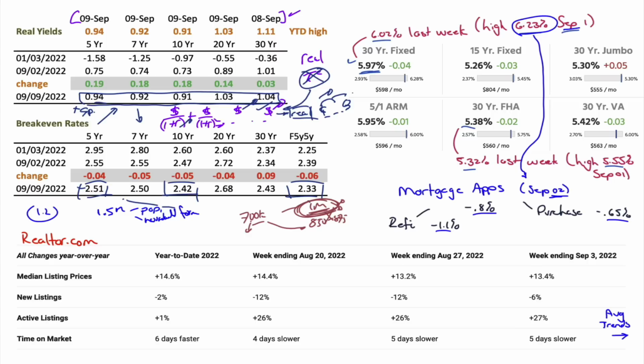This is Realtor.com. This is year over year for the same week ending September 3rd over last year. And some of this can be a little misleading. Median listing prices are up 13.4% year over year. New listings are down only 6% versus being down 12%. Active listings are up a little bit more, 27%, and pretty much the same as time on the market.